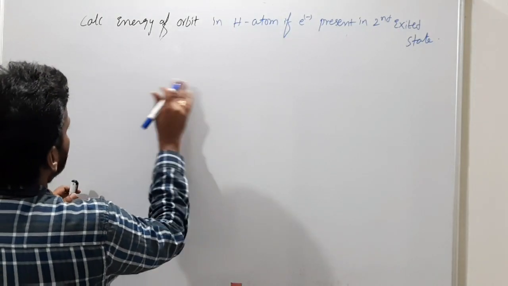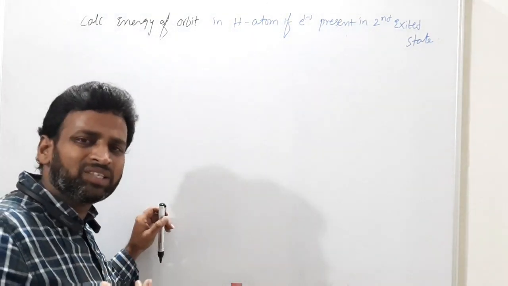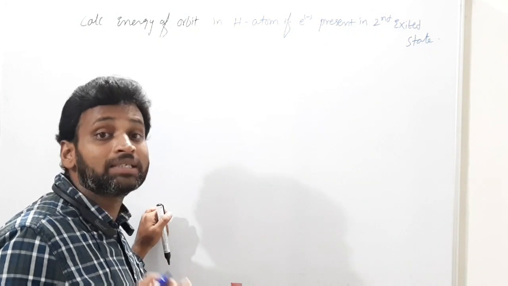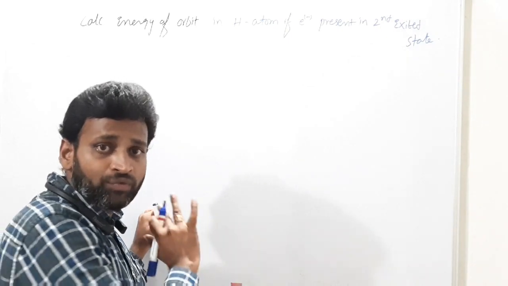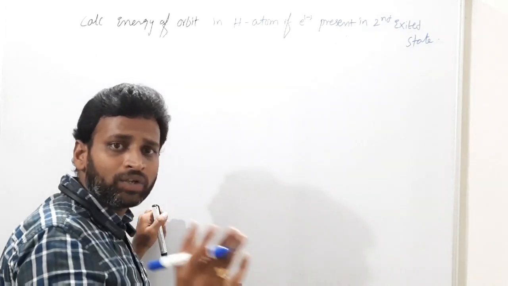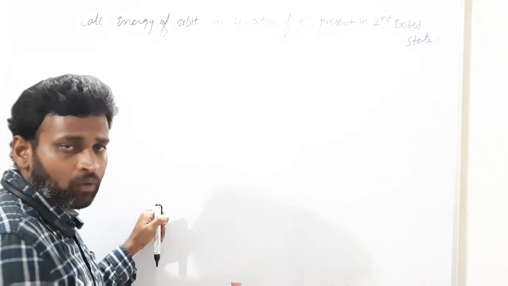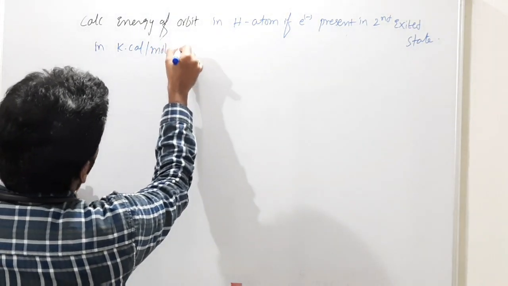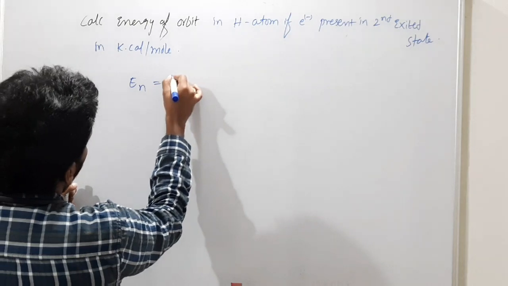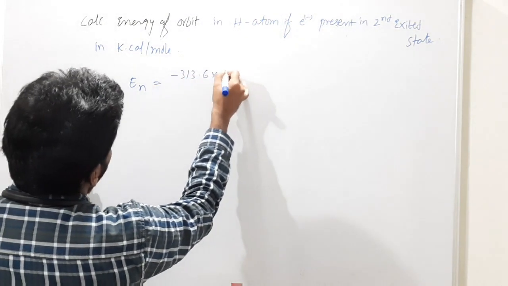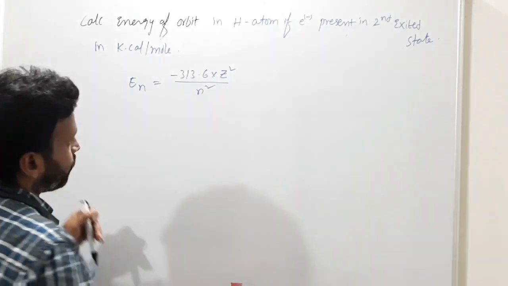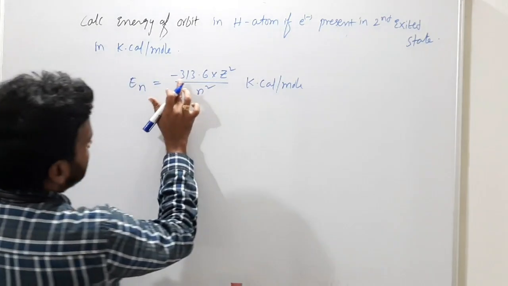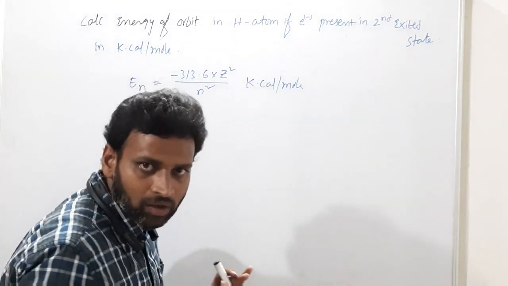You must know. Suppose, sir, which formula do we have for energy? You have given 4, 5 formulas, no sir? Then which formula do we have to use? It depends on the options. If all options are in kilocalories, which formula should we take? Suppose they are asking in kilocalorie per mole. Then the energy of the nth orbit is minus 313.6 into Z square by n square. This is kilocalorie per mole, and you can simply take minus 313, not a problem.